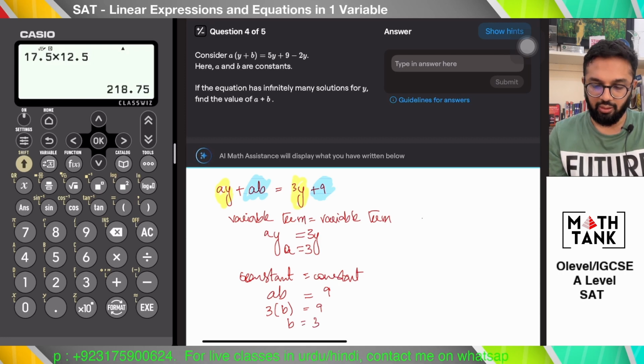Okay, so a plus b should equal 3 plus 3, which is 6.